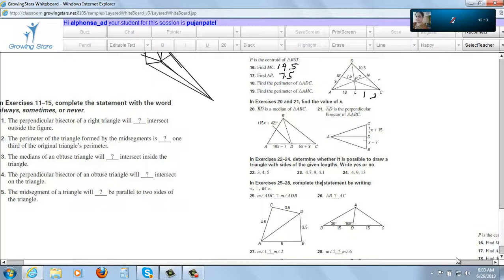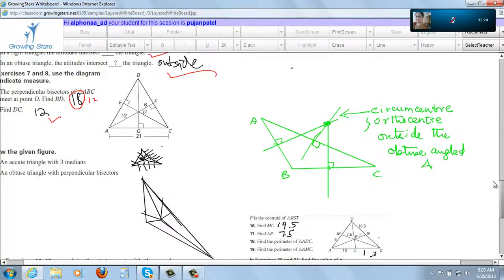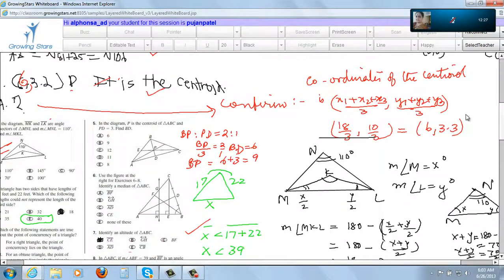There are plenty of questions. Some more have to be done, isn't it? You can do the rest of it, and we'll check in the next class. Okay, scrolling up, there's one question. Scroll up and come to question number 9. There, can you see here?